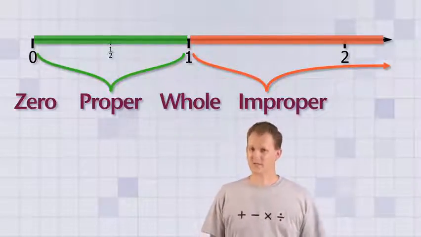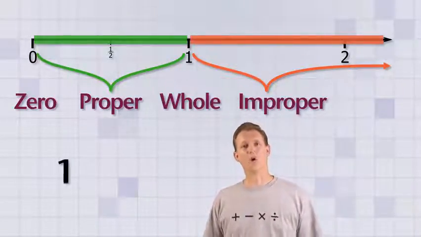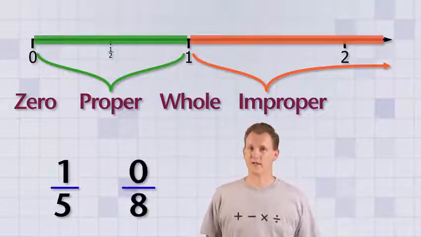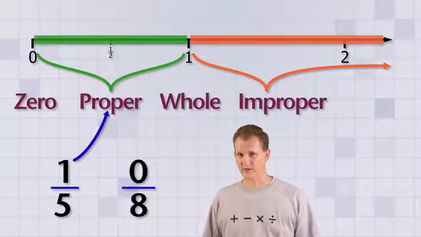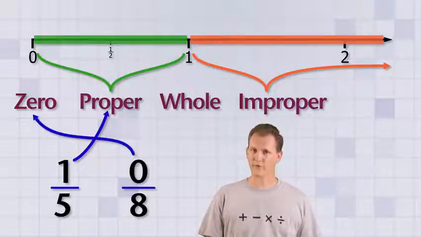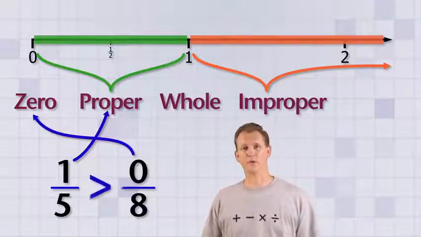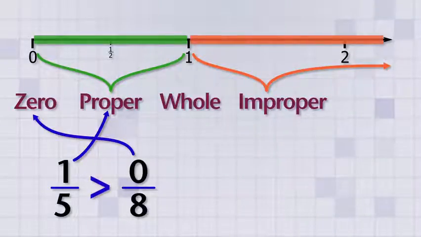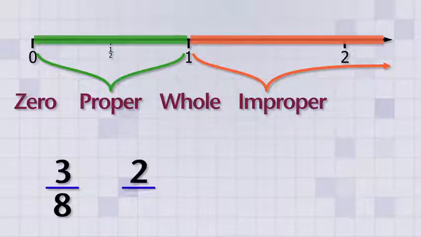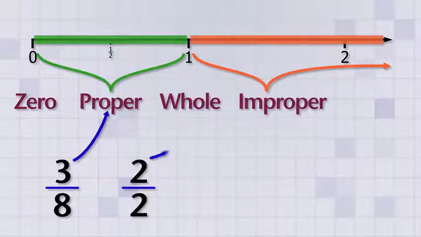Let's do a few comparisons to get the hang of it. Here we have 1 over 5 and 0 over 8. Since 1 over 5 is a proper fraction and 0 over 8 is a zero fraction, 1 over 5 is greater than 0 over 8. Now let's do 3 over 8 and 2 over 2. 3 over 8 is a proper fraction and 2 over 2 is a whole fraction. So that means that 3 over 8 is less than 2 over 2.